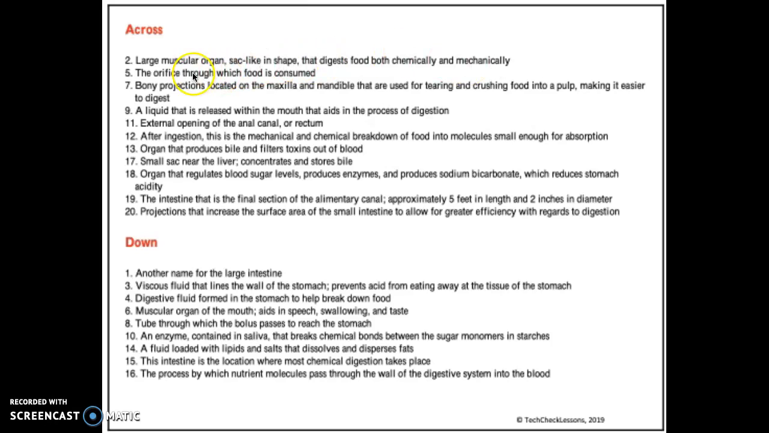Number 5, the orifice through which food is consumed. The word orifice means opening. So the opening through which food is consumed is the mouth. So the answer is mouth.